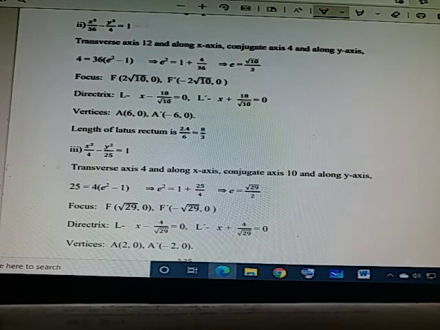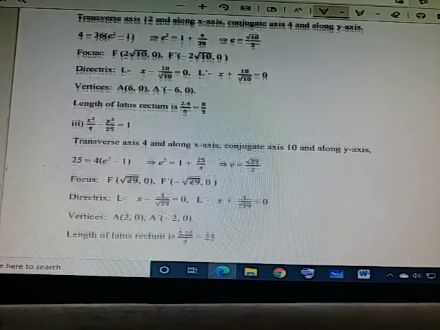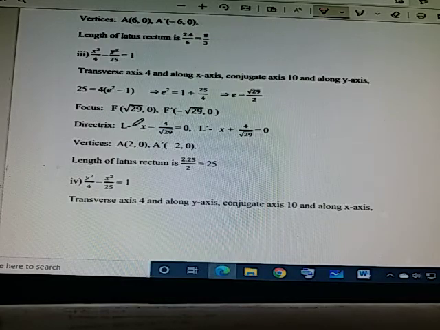When you are to trace, we are tracing this. First you see which one is the transverse axis. Which one is the transverse axis? These 2 examples you see. This is x square by 4 minus y square by 25. Here it is y square by 4 minus x square by 25. So these are the same, but only this part is different. So here y is positive, here x is positive.